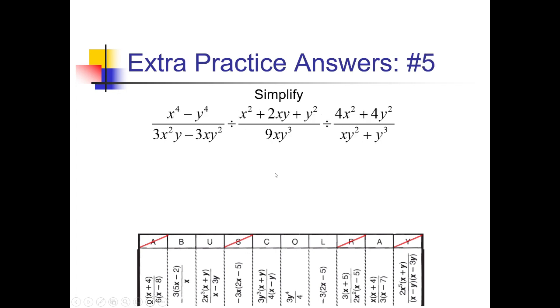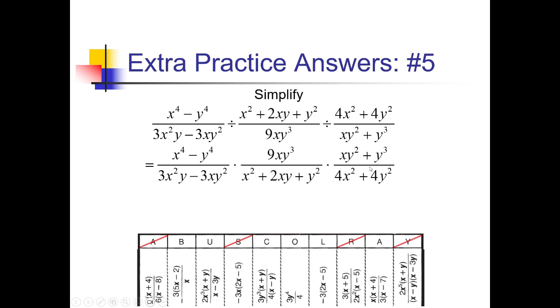For our next battle here, we have not 1 but 2 divisions going on. So I'm going to have to same change flip twice here. This middle fraction needs to be inverted, and this last fraction also needs to be flipped upside down. So first fraction stays the same. Flip the second fraction and make it multiplication. Flip the third fraction, make it multiplication. Let's factor what we can now.